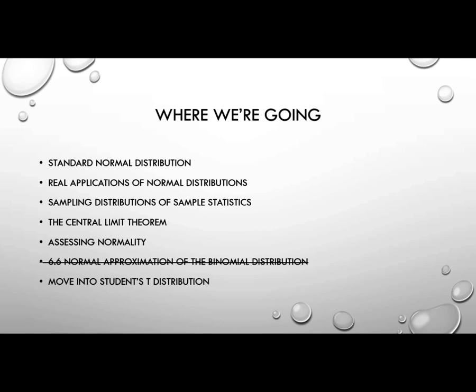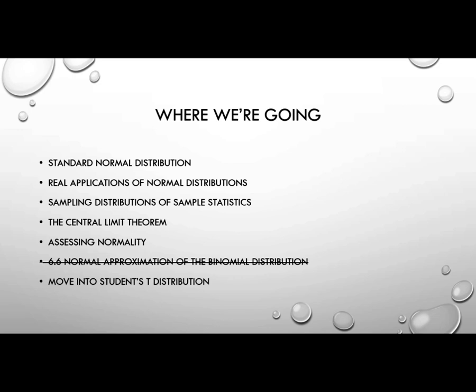So where are we going? We're going to look in this chapter at the standard normal distribution. We're going to look at real applications of them. We'll look at sampling distributions of sample statistics, talk about the central limit theorem, briefly assess normality. I have this section crossed out because you'll see once we get to the binomial distribution, we can approximate it with the normal distribution, so I've left that out. And then we're moving into Student's t at the end of this chapter.